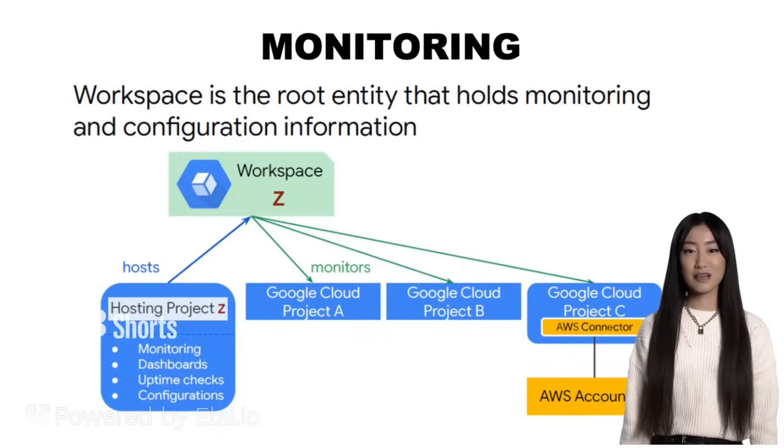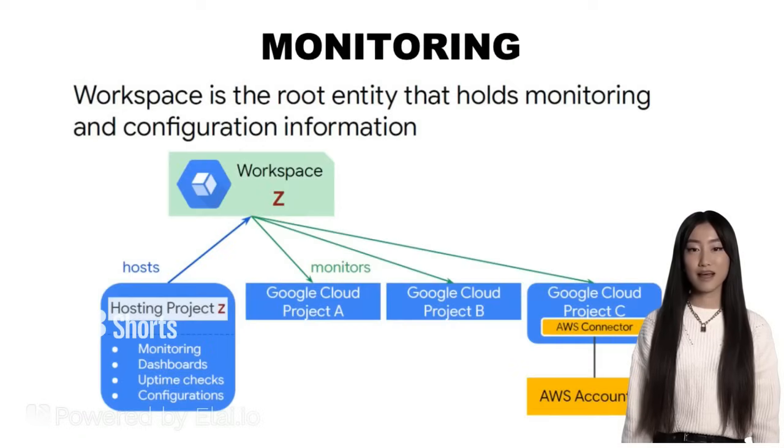A workspace contains the custom dashboards, alert policies, uptime checks, notification channels, and group definitions that you use with your monitored projects. A workspace can access metric data from monitored projects, but metric data and log entries remain in the individual projects. The first Google Cloud project monitored in a workspace is called a hosting project and must be specified when you create the workspace. The name of that project becomes the name of your workspace.